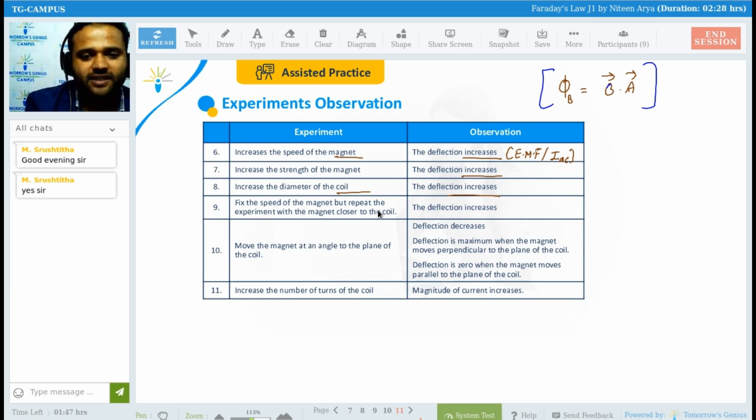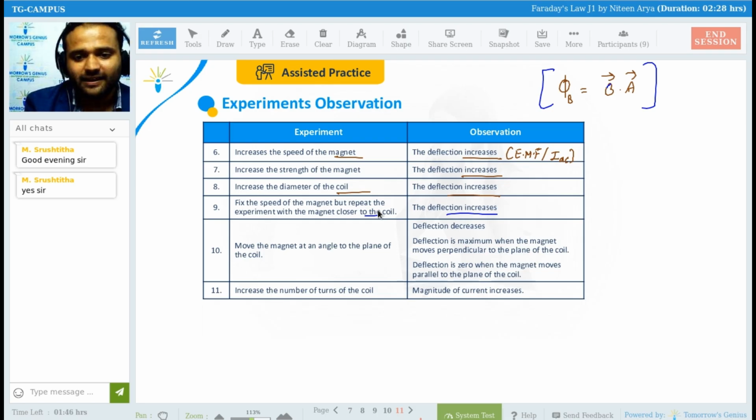Good. Okay. Fix the speed of the magnet, but repeat the experiment with the magnet closer to the coil. Obviously, the deflection increases. Closer to the coil means near to the coil. So again, this nearness states that current is going to pass through the coil.